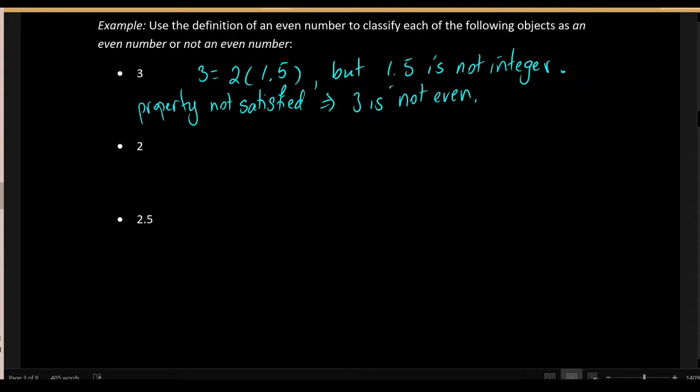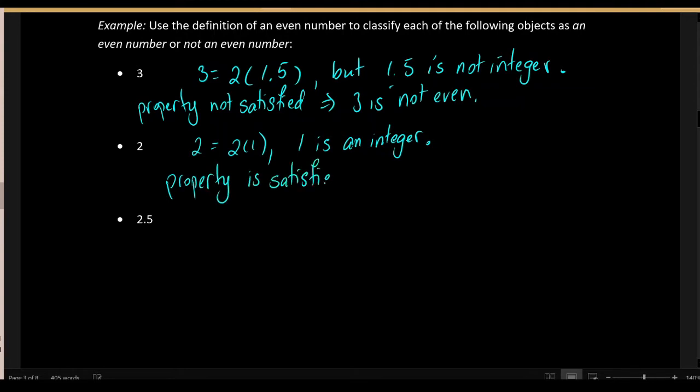Now, looking at 2, 2 can be expressed as 2 times 1, and 1 is an integer. So the property is satisfied. So 2 is even.